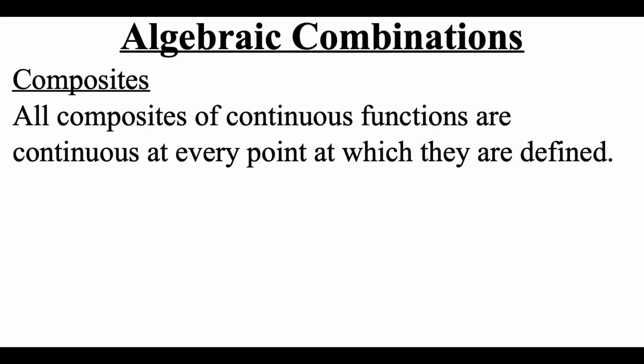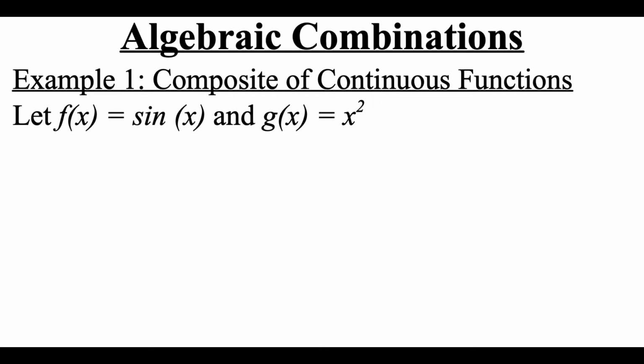Composites of continuous functions are also continuous along every point at which they are defined. So if you were doing f composed with g, or the other way around, g composed with f, that would also be continuous. So if we're looking at a couple of functions, let's say our f of x function is the sine of x, and our g of x function is x squared. Well, if we think about a sine graph, that sine wave, that's continuous for every single x value. And if we think about a graph of a parabola for that x squared, that's also continuous for every single x value. So composites of these are also going to be continuous.